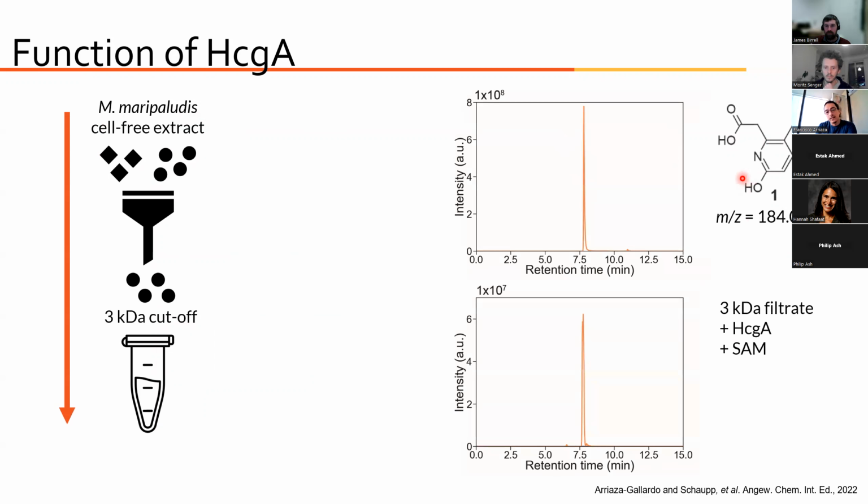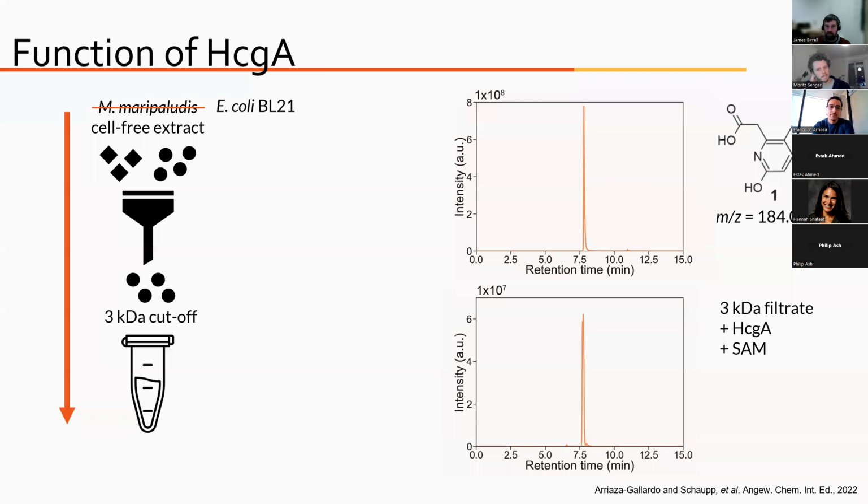Here on the top, we can see the HPLC-MS of the chemically synthesized precursor 1 with an m/z of 184. And here are the results from the 3 kilodalton filtrate incubated only with ACGA and SAM. They fit the retention time and obviously the masses. We did this not only with Methanococcus maripaludis, but we also used Methanothermobacter marburgensis and, interestingly, also E. coli. That means that the substrates for ACGA are not methanogen specific. They can also be found in E. coli. For me, this is very nice because that tells us that ACGA is really the first enzyme that opens the whole pathway.